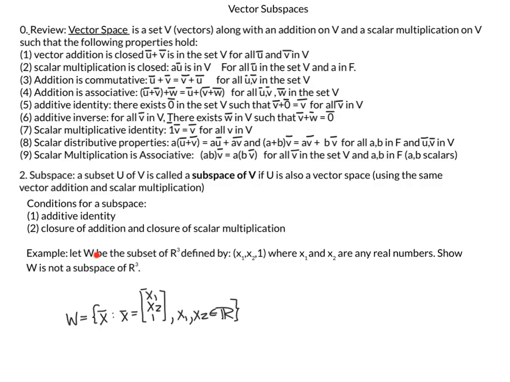Our next example: let W be the subset of R3 defined by (x1, x2, 1), where x1 and x2 are any real numbers. Show that W is not a subspace of R3. So W is the set of vectors x such that we have x1, x2, and then a 1 in the third coordinate, and x1, x2 are real.